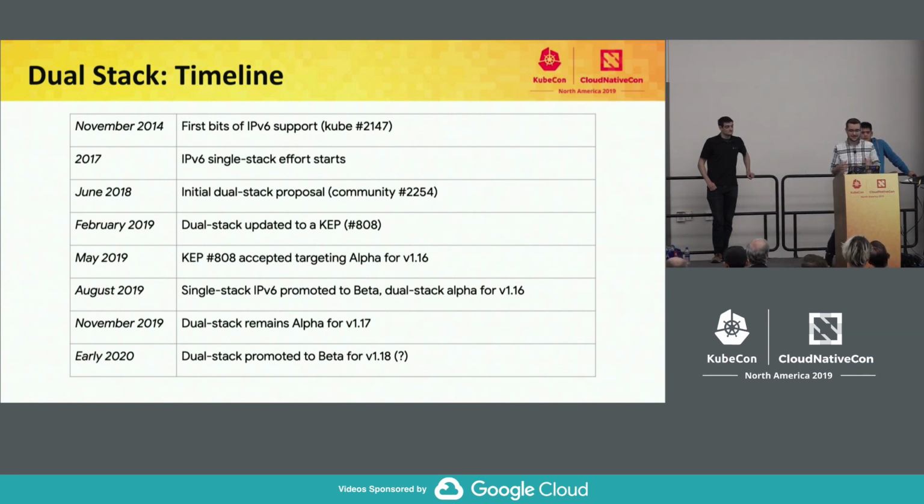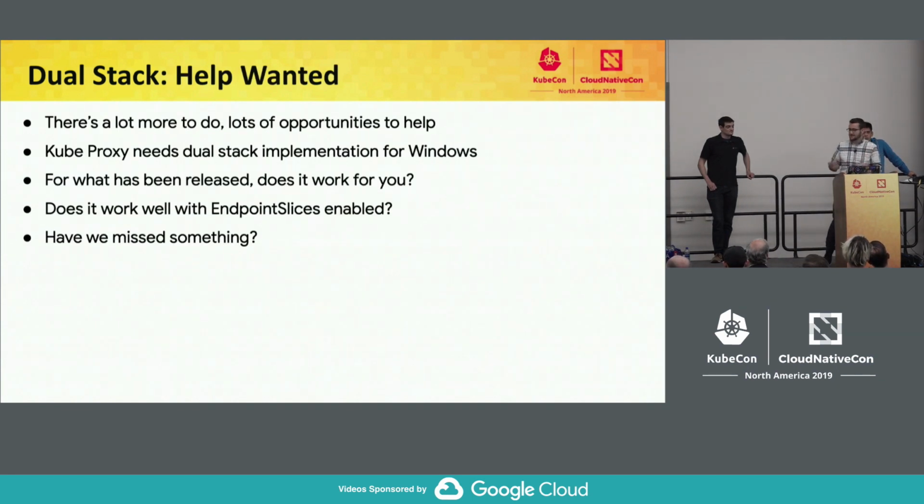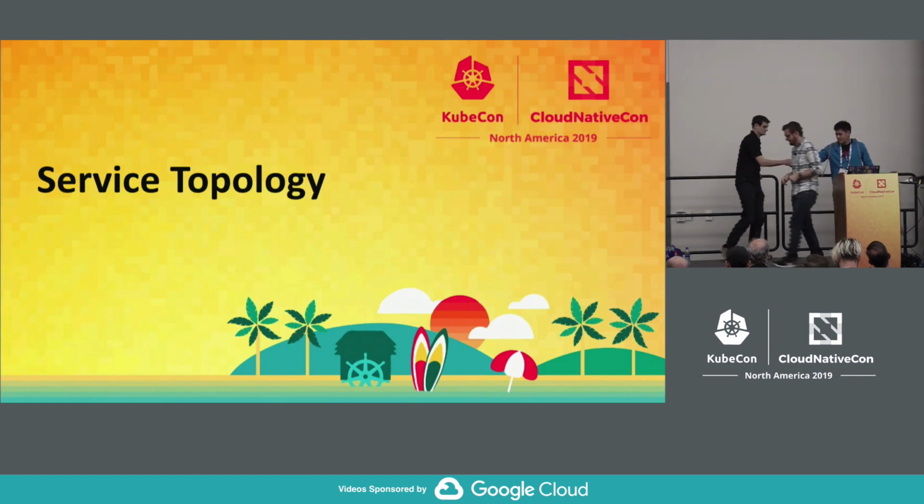We're hoping we can get to beta relatively soon, but there's a lot of work to do, and there's lots of opportunities to help. So Kube Proxy still needs a dual stack implementation for Windows. Additionally, for what has released, we'd love feedback, testing. Does it work for you? Can you break it? Or anything we've missed? And additionally, because endpoint slices are also new and not enabled by default, does this all work well when we have endpoint slices and dual stack working together? And finally, is there anything in this implementation that we missed along the way? And I'll hand it off to Dan.